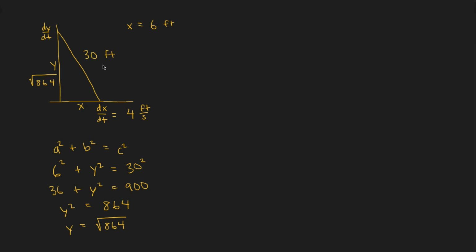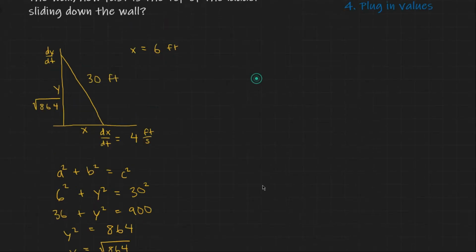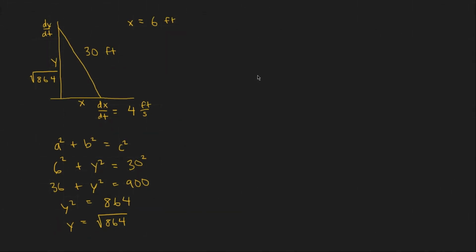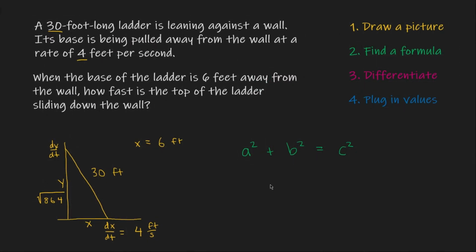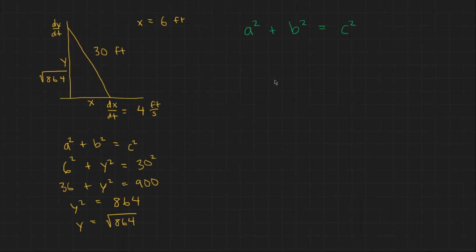So let's write that. Let's see what color it was. It was green. So let's write that in green up here. a squared plus b squared equals c squared. Now this is the equation that we're planning to differentiate. So there we have the equation that we need. And our next step is to differentiate this equation. So let's do that in pink.